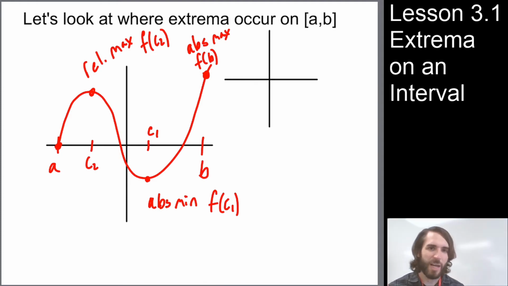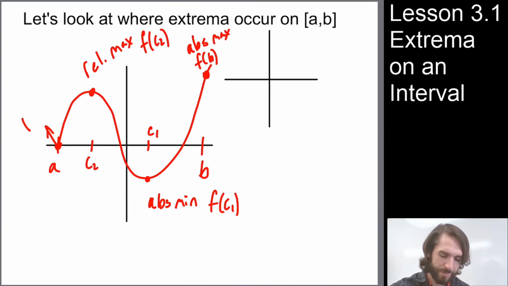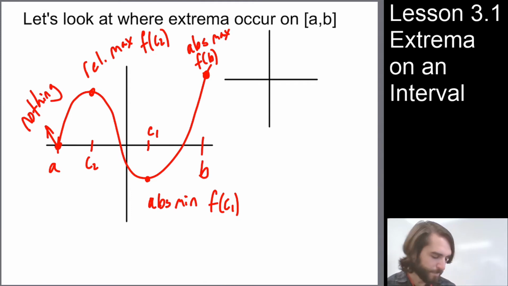So endpoints cannot be relative extrema. They can only be absolute extrema. So f of A is nothing. Not relative, not absolute, not special. Sorry, f of A. So nothing going on there. That is actually very interesting.